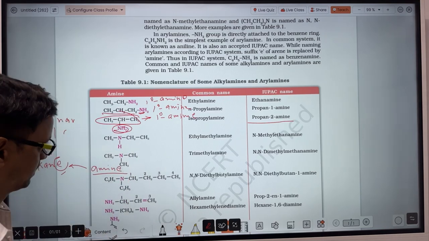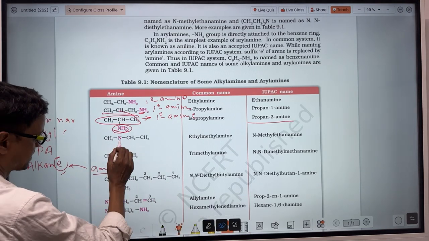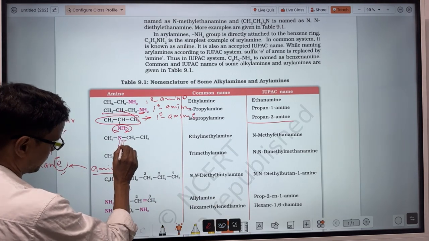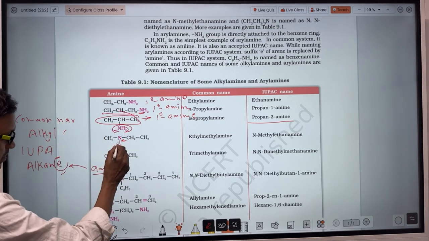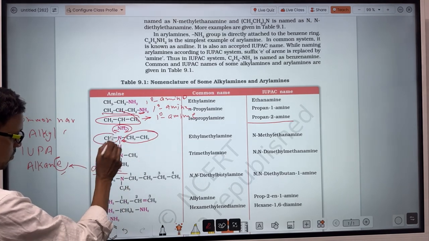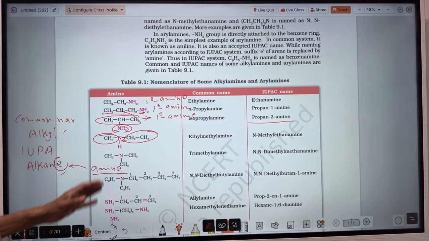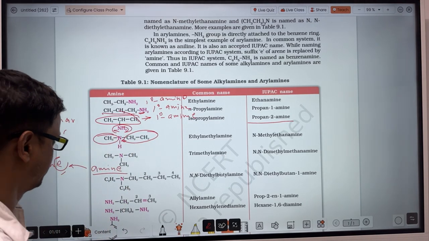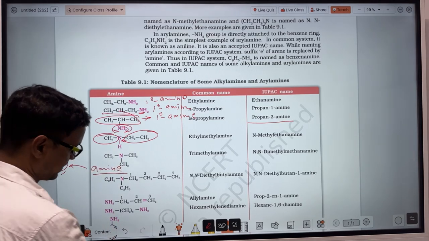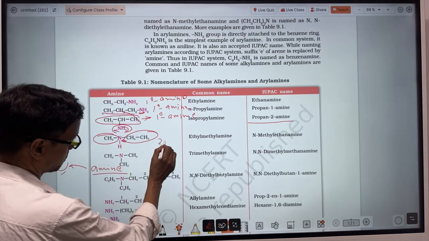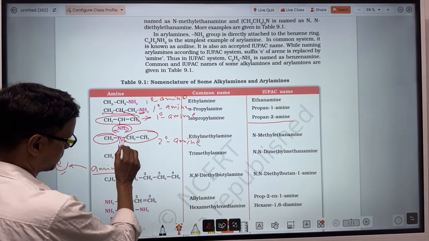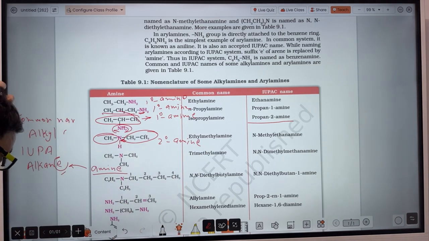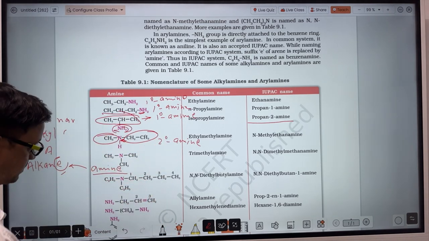But this molecule is not a 1 degree amine because with this nitrogen, two alkyl groups are doing bond formation. So two alkyl groups are doing bond formation. That's why this amine is a 2 degree amine. Since two alkyl groups are doing bond formation with nitrogen, this amine is included in 2 degree amines.